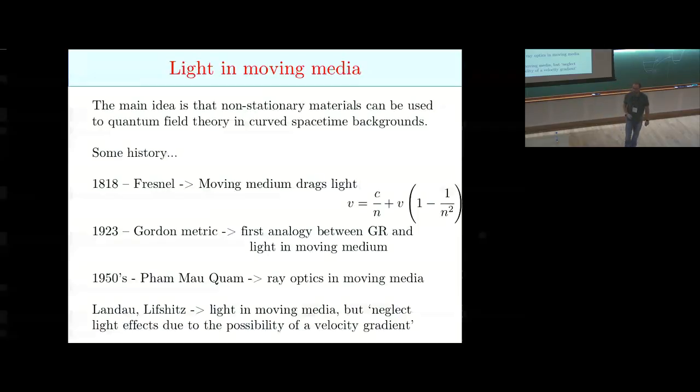And even in the Landau-Lifshitz book, you can find a short caption where they're studying light in moving media, but they neglect small effects, sorry, not light effects. So they're neglecting small effects due to the possibility of a velocity gradient. But I just pointed out, if you want to study Hawking radiation or any of those other effects, it's precisely the velocity gradient that you want to look at. And I agree, they are slight. They're small effects, very hard to measure. But this is where things, I think, become really interesting.